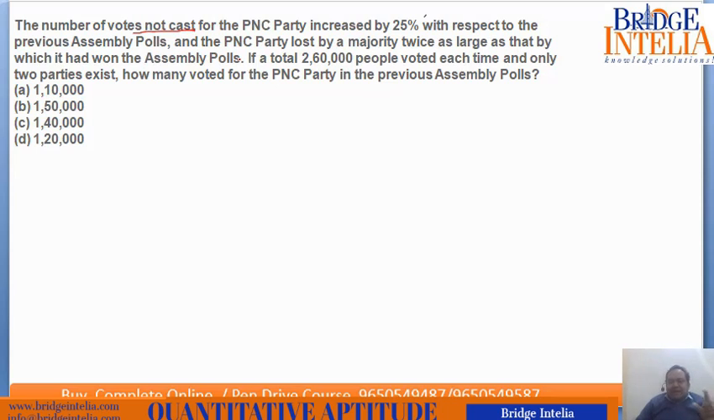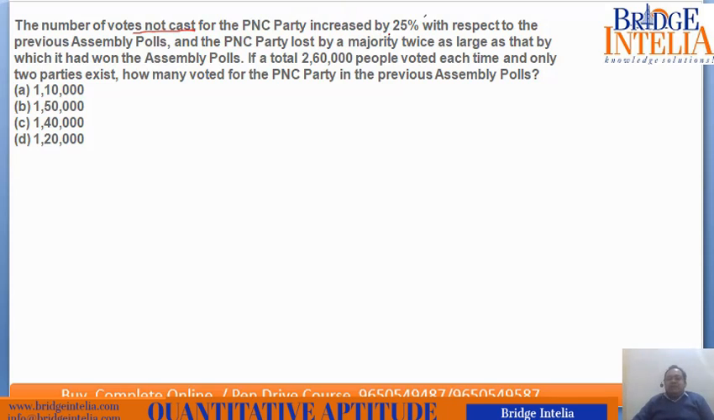So there is a party which had won last time. Last time this party won, and this time it got defeated. Why did this happen? Because of the number of votes not cast for the party. The number of votes not cast for the party means all those votes go to the other party.